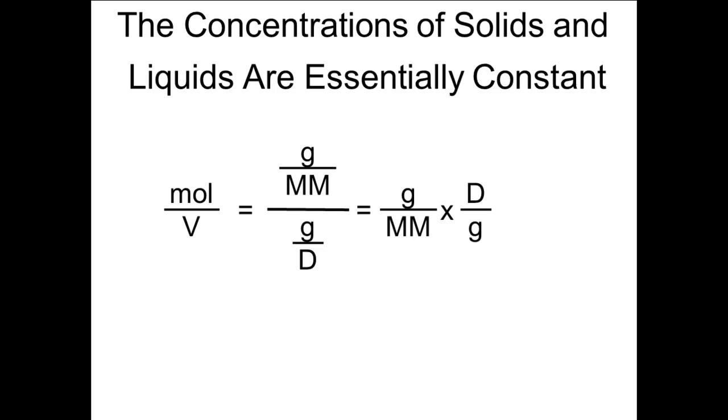The concentration of any pure substance can be found by dividing the number of moles of the substance by its volume. The number of moles is found by dividing the mass in grams by the molar mass, g/mm. The volume can be found by dividing the mass of the substance in grams by the density of the substance, g/d. To simplify the expression, we multiply the numerator by the reciprocal of the denominator, leaving the density divided by the molar mass, d/mm.